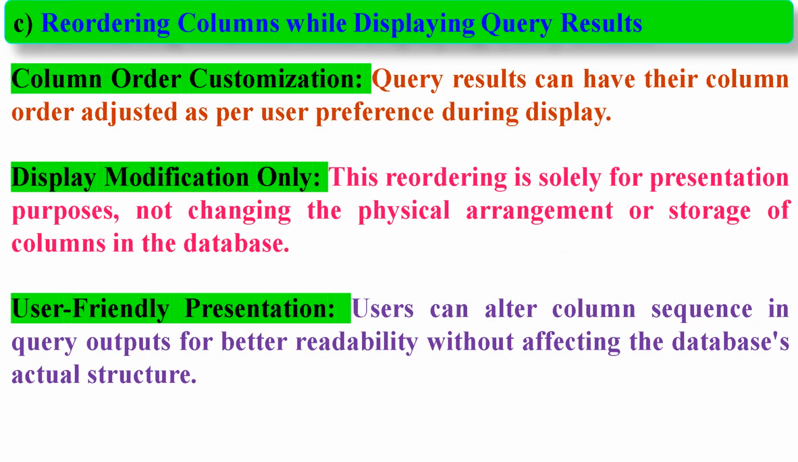Let's learn about reordering columns while displaying query results. Column order customization. Query results can have their column order adjusted as per user preference during display. Display modification only. This reordering is solely for presentation purposes, not changing the physical arrangement or storage of columns in the database. User-friendly presentation. Users can alter column sequence in query outputs for better readability without affecting the database's actual structure.